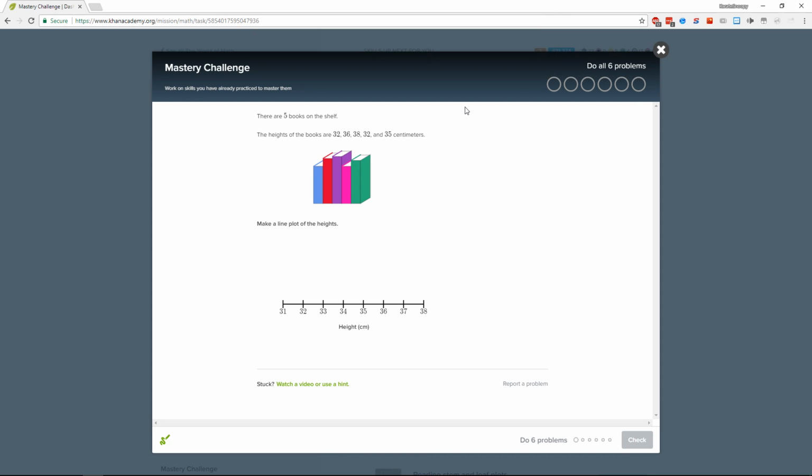Alright, there's 5 books on the shelf. Make a line plot of the heights. 32. There's 2 of those. I really wish it would stop asking me this question, because this question is super boring. 38, 35. That looks pretty good.